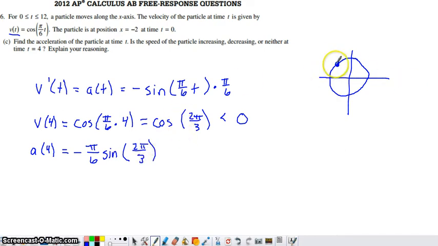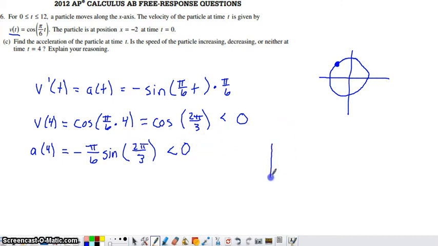And so it's the same angle. Think about what the sine of that angle is. The sine of that angle is going to be the y-coordinate at that point. The y-coordinate is definitely positive. We're above the x-axis. So we have a negative coefficient times a positive value. That's going to give us a negative value in the end. We don't need to know the exact value of velocity and acceleration at 4. We need to know which side of 0 it sits on.